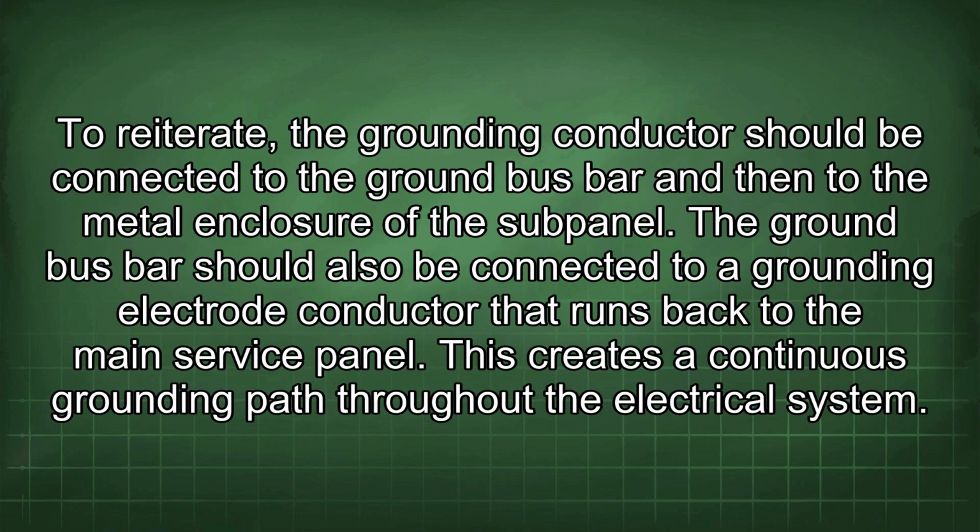To reiterate, the grounding conductor should be connected to the ground bus bar and then to the metal enclosure of the subpanel. The ground bus bar should also be connected to a grounding electrode conductor that runs back to the main service panel. This creates a continuous grounding path throughout the electrical system.